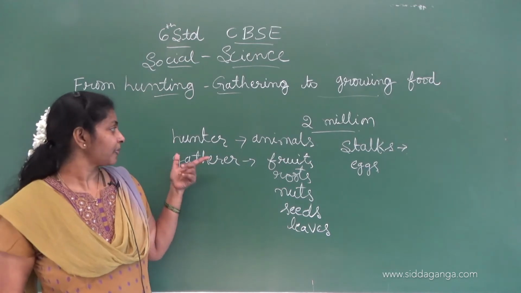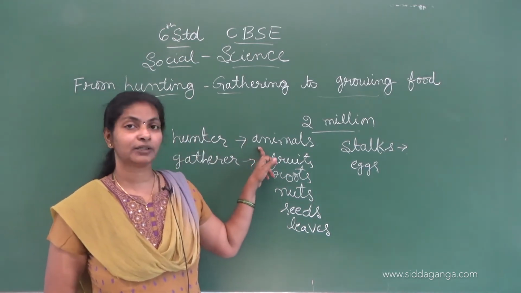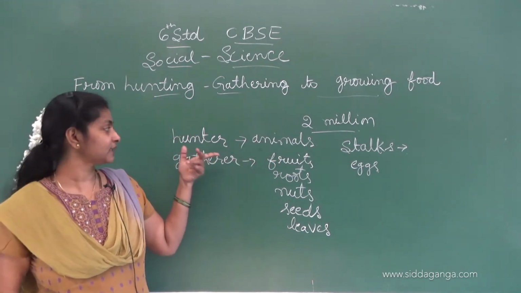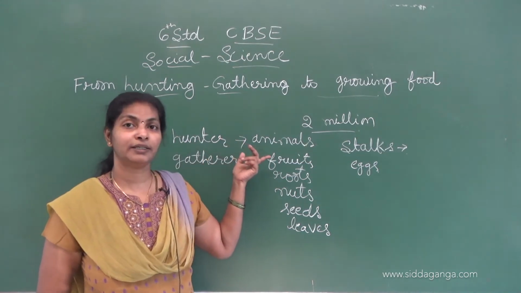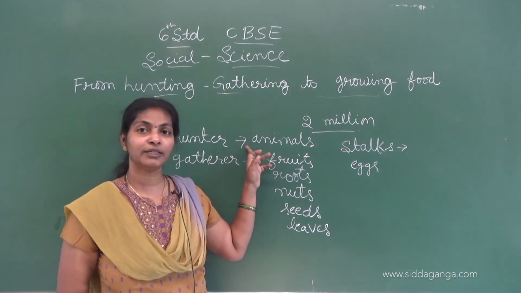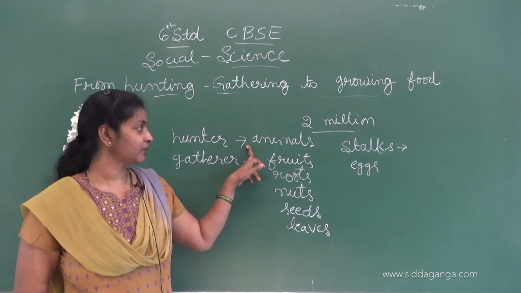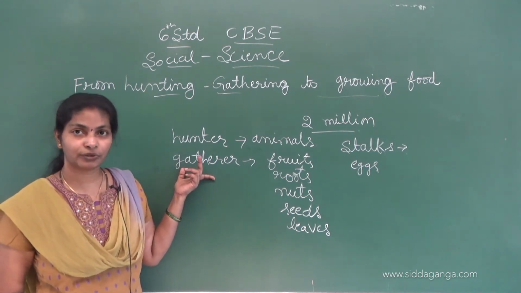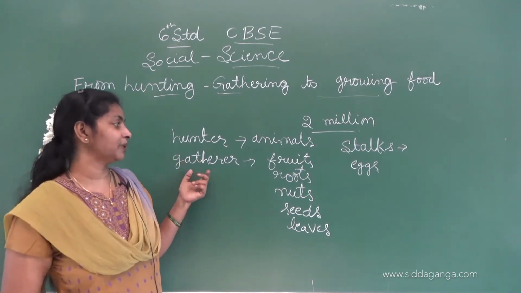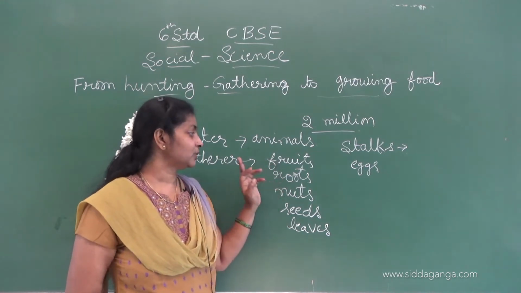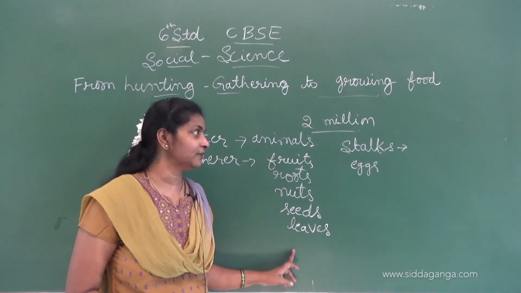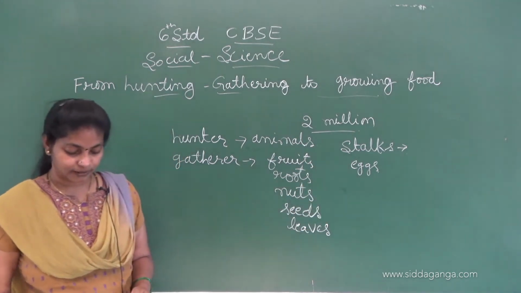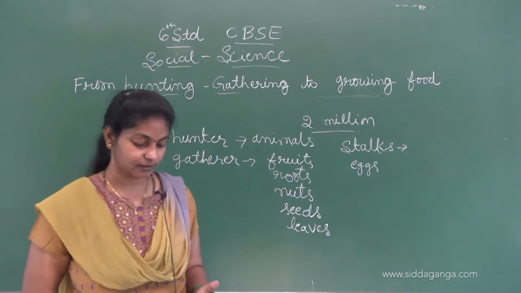So the hunters hunted animals, and they also caught fish and birds, for the sake of food. They wanted to eat. The gatherers also wanted food, so they collected fruits, roots, nuts, seeds, leaves, stalks and eggs. Stalk means the stem of the plants.